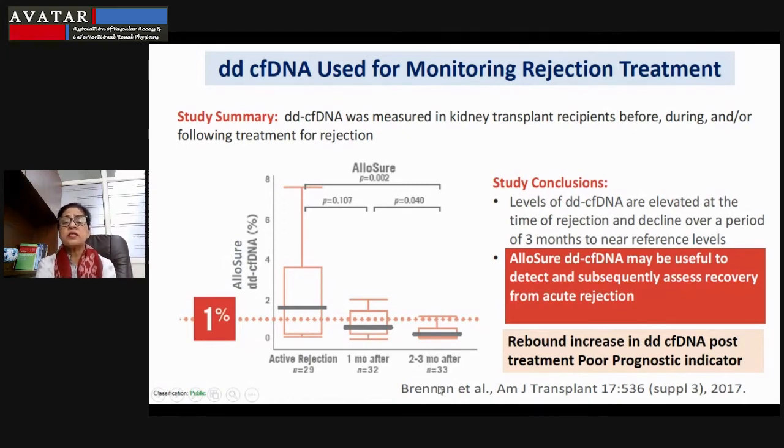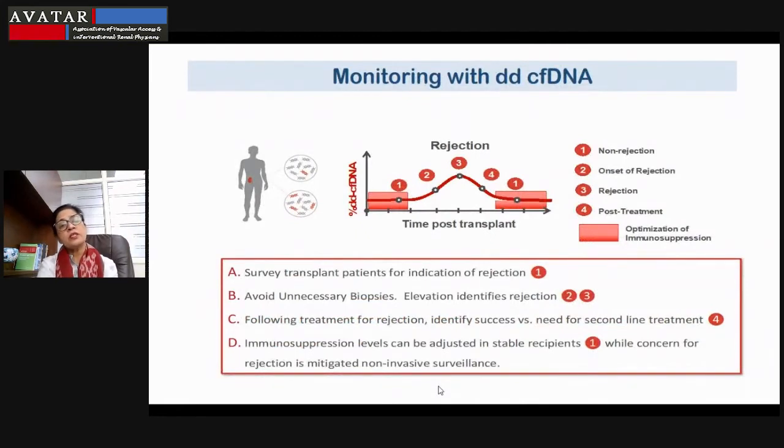So they concluded that the levels of donor-derived cell-free DNA are elevated at the time of rejection and decline over a period of time, up to 2 to 3 months. Another conclusion here was that a rebound increase in donor-derived cell-free DNA post-treatment is a poor prognostic indicator for graft outcome. So that's how one would monitor with donor-derived cell-free DNA: routine surveillance in the post-transplant period. If rejection is picked up, treatment for rejection is instituted, and then following that, monitoring for the treatment for rejection.